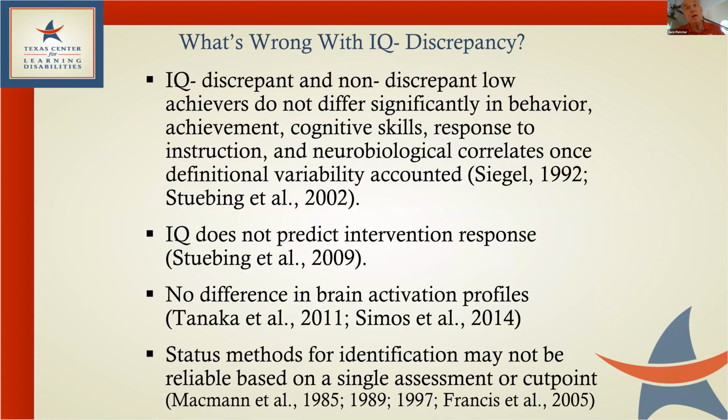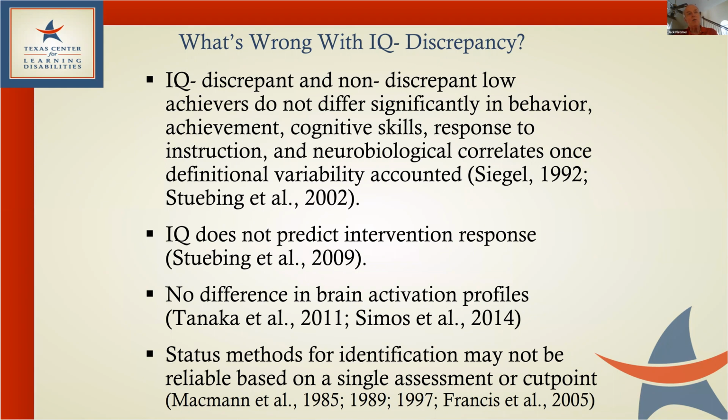So this has been studied extensively. What we know is that if we look for differences in kids that are IQ discrepant and non-IQ discrepant low achievers, they differ, by the way, in IQ, depending on the method, by a full standard deviation, about 15 points. They do not differ significantly in behavior, in achievement, cognitive skills, particularly those that are closely related to learning to read or learning to do math. They do not differ in intervention response, and they don't differ in brain function once you take into account definitional variability.